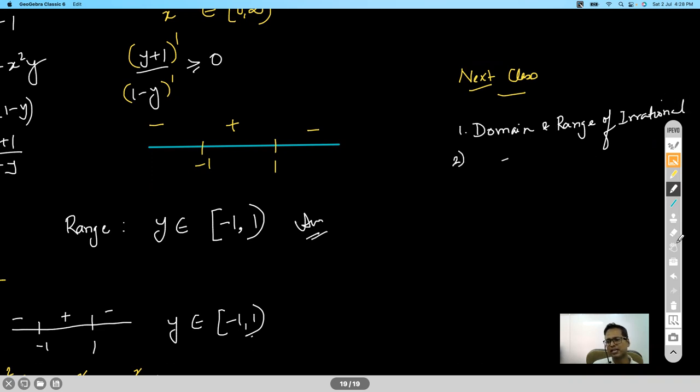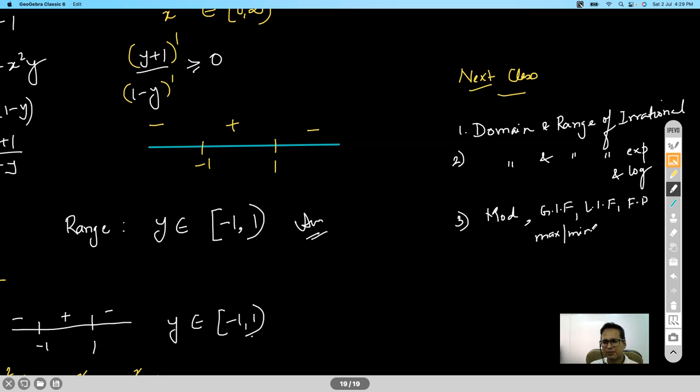We'll talk about domain and range of exponential and logarithmic function. I will not be talking about domain and range of trigonometric function because that's an agenda that I would be taking up under trigonometry. And third, we will take up modulus function, mod function. One example, I will not go into details of it. One example of mod, GIF, LIF, fractional part, max min, signum. So one example we'll take up on this concept.